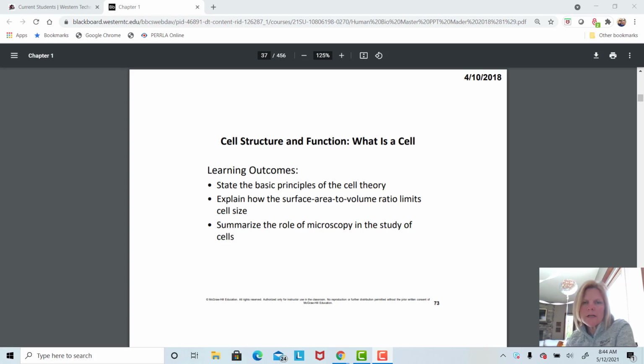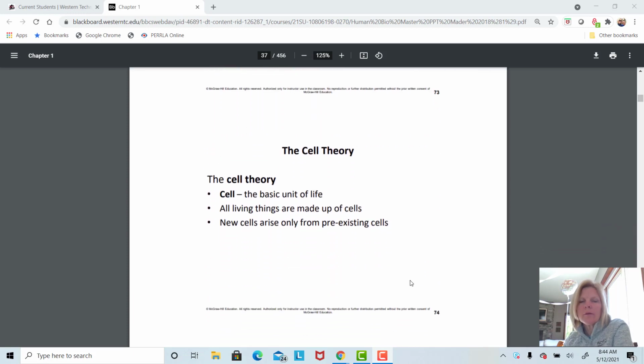Introduction to some of our topics for this week. Our first topic is looking at the cell. And understanding that cells are the basic unit of life is a key concept. The human body is made up of tiny structural and functional pieces, which we call the cell.